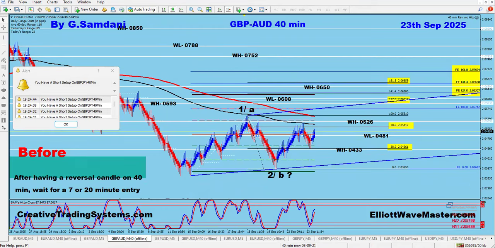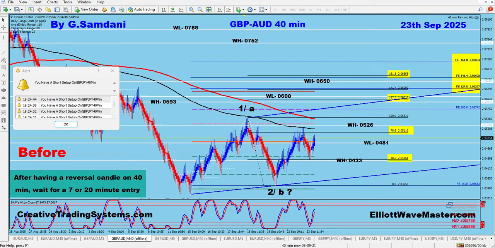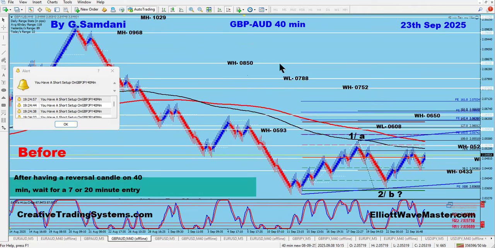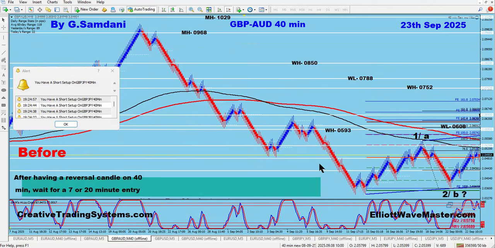But it doesn't look like that way. You know, the pound Aussie, the 40-minute chart, it has dropped. You see this? It's a big drop here.